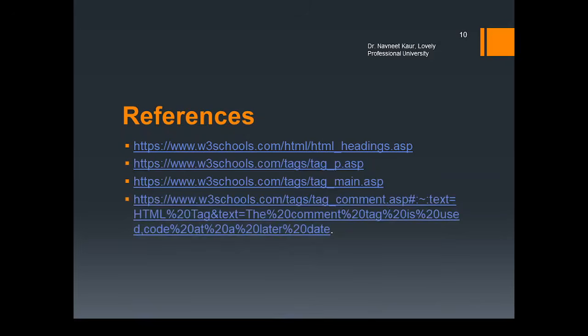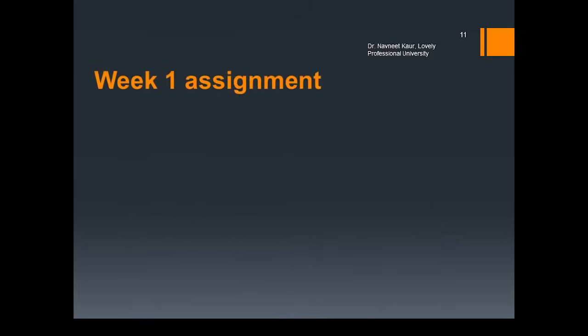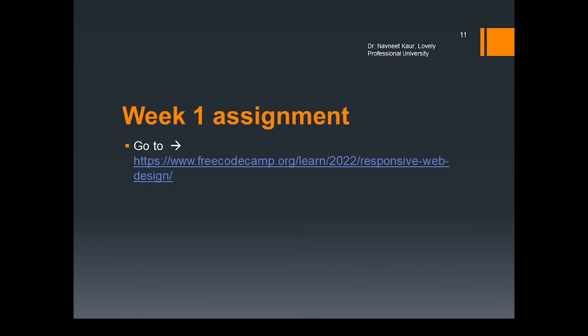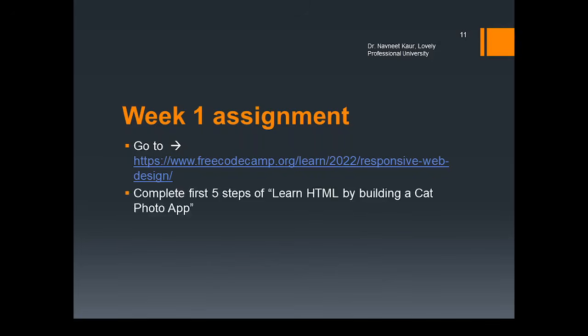Now, the task for this week. So week 1 assignment, you need to go to this link, www.freecodecamp.org/learn 2022 and responsive web design. In this, you should be able to complete the first 5 steps of Learn HTML by building a cat photo app. So I'll just give a brief demonstration of how to go to this website and where to click and what are the different tasks that you are required to do.